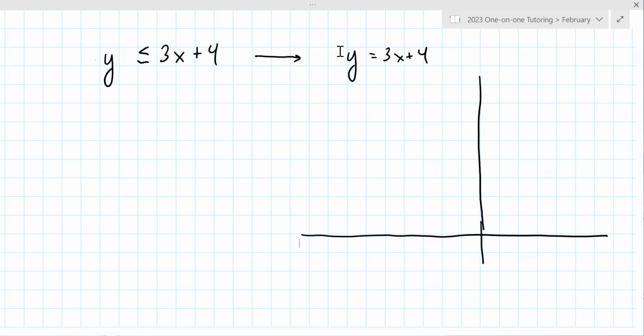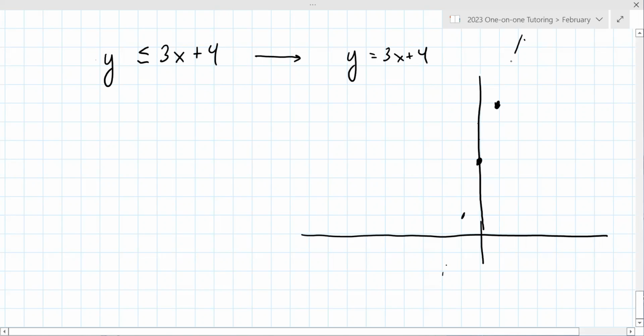We'd start at point 0, 4. Start at the b. And then we go up 3 to the right 1. Good. 1, 2, 3, right 1. Like that. Now, when you're graphing, normally you just graph a straight line, you call it a day. But with inequalities, you don't do that. You have to know a few things.